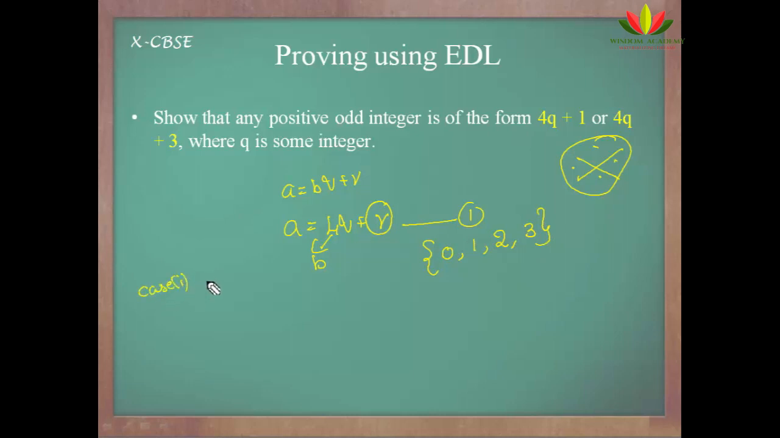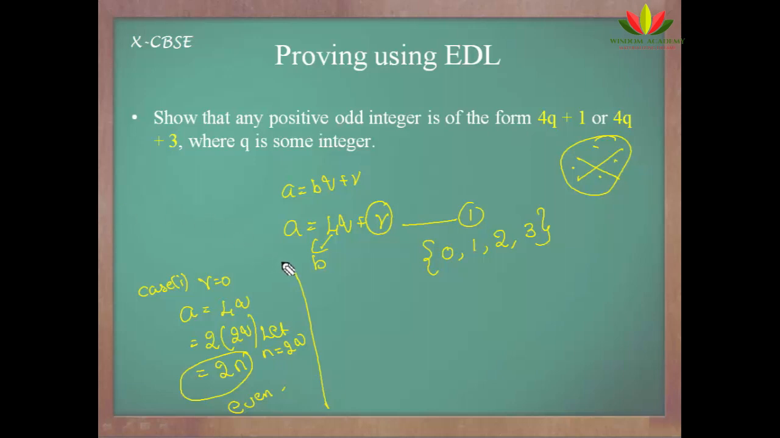What the case 1 is, my remainder is 0. What happens if my remainder is 0? If my remainder is 0, a will become only 4q, right? If it is 4q, I can express it in the form of 2 into 2q, right? Any number, let n be equal to 2q. Any number which is a multiple of 2 will be an even number, right?